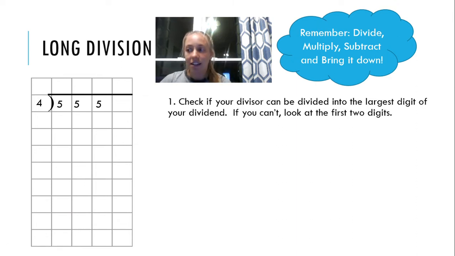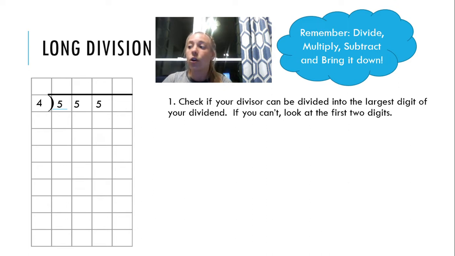We need to check to see if our divisor can be divided into the largest digit of my dividend. Remember that when you're dividing, you go from biggest place value to smallest place value, where in every other type of number sentence, you work from smallest place value to largest place value. Division, it's the opposite. So we are looking at that first 5. Can 4 be divided into 5? Can 5 be divided by 4? Yes, it can, because 4 is smaller than 5.